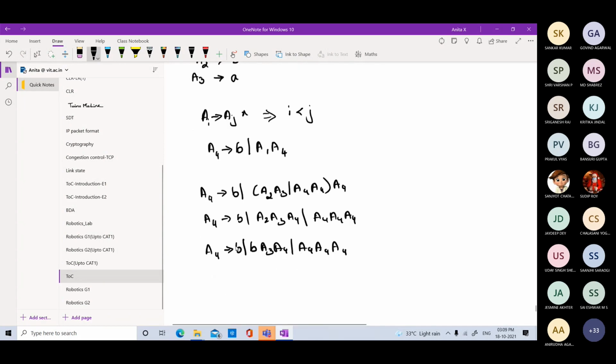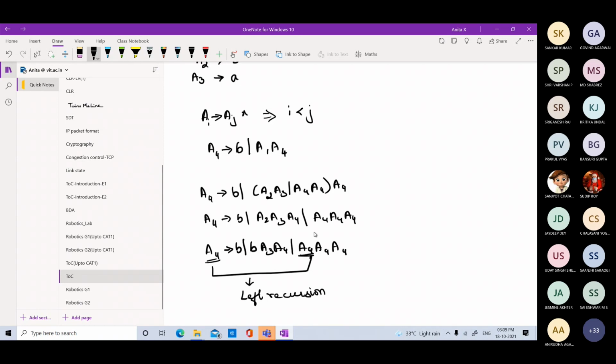Here, yes, this is in Greibach normal form, whereas this is not in Greibach normal form, and again it is not meeting this particular condition, that is i is not less than j. Instead here i is equal to j. So here A4, here A4. Please make a note over here. This is A4, this is A4. Same thing, equal. This is called left recursion. That is, the non-terminal is calling itself. This is called left recursion.